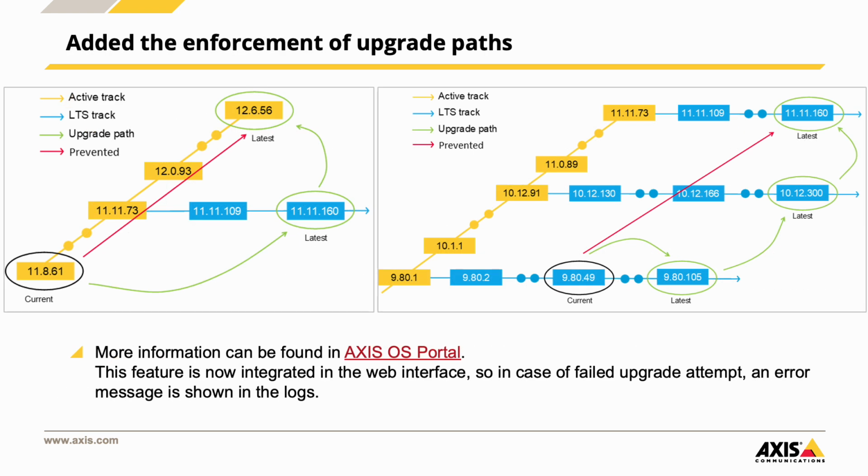To avoid potential problems when upgrading, we now make sure that users only upgrade in certain recommended steps. For example, if you want to upgrade a product from 11.8.61 to 12.6.56, you first have to upgrade to the latest LTS on the 11 track before you can jump to the 12 track. Note that this is only required if settings are to be kept intact. If you factory default the product when upgrading, you can jump directly to the desired Access OS version.